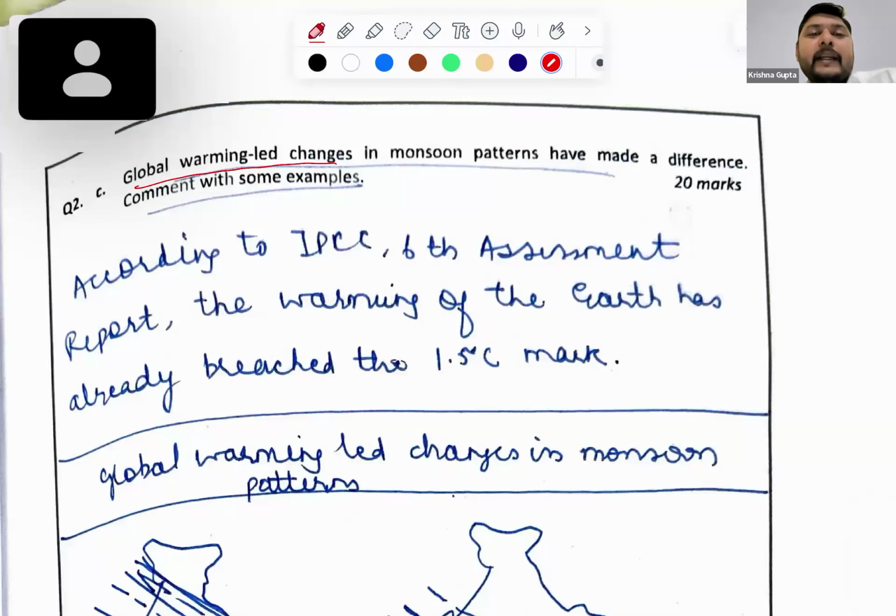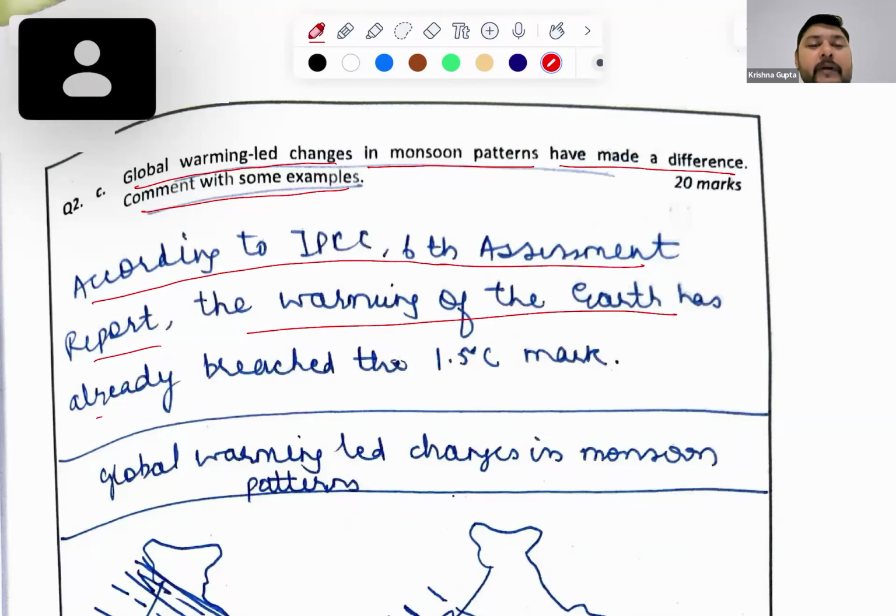Okay, so global warming led changes in monsoon patterns have made a difference. Comment with some examples. Global warming led changes in monsoon patterns have made some differences. So this is 20 marks. According to the IPCC Sixth Assessment Report, the warming of the earth has already reached 1.5 degrees. Excellent intro.